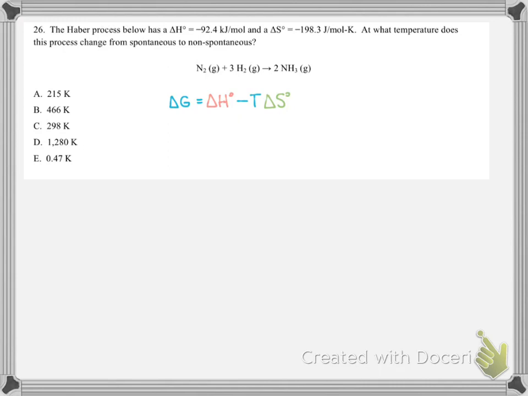For number 26, we have the Haber process again, and they give us delta H and delta S for the reaction, and they want us to figure out at what temperature the reaction switches from being spontaneous to non-spontaneous. So we know that a negative delta G is spontaneous, and a positive delta G is non-spontaneous. And so where they're going to flip between those two is at the point when delta G is equal to 0. So we can use 0 for delta G and then solve for temperature.